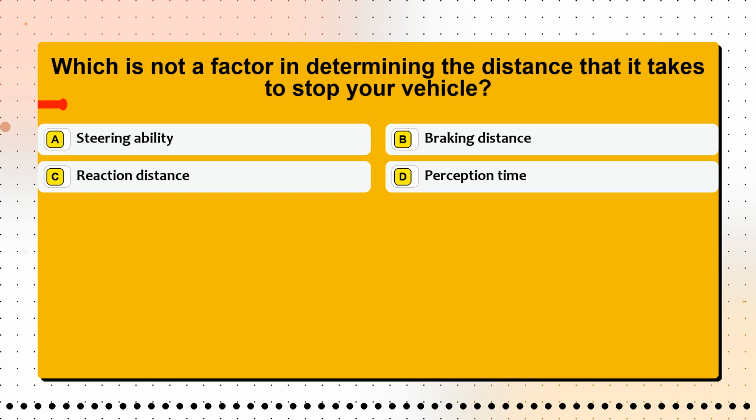Question 75. Which is not a factor in determining the distance that it takes to stop your vehicle? Here are the options. Option A, steering ability. Option B, braking distance. Option C, reaction distance. Option D, perception time.